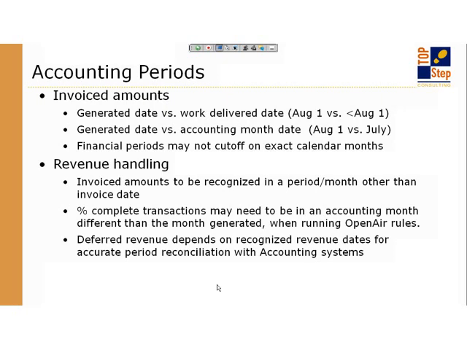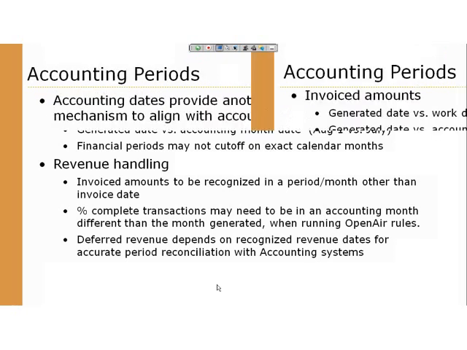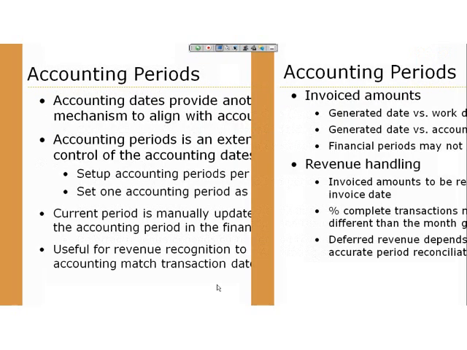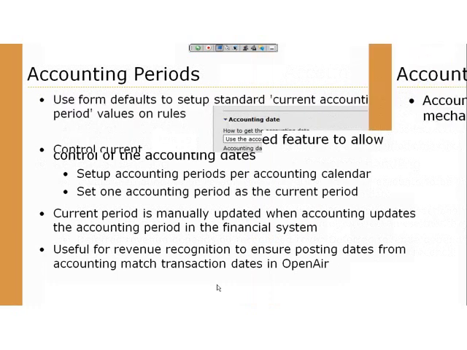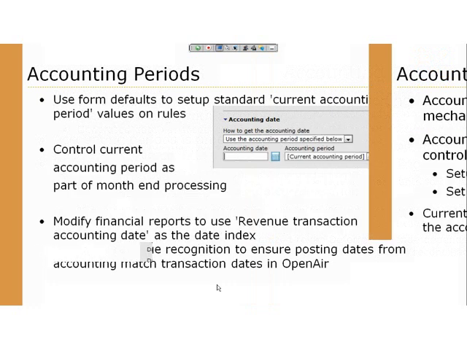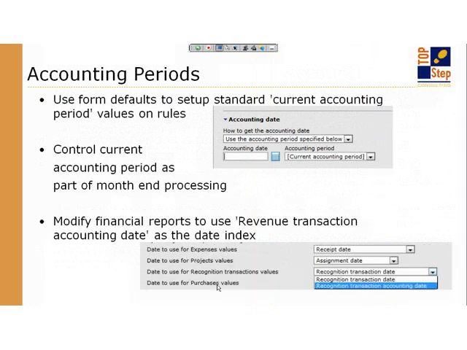And accounting periods allow you to set up a series of periods so that you can set that as a default on the rules in the system. In the rule, you'll have an accounting date section, and you can use defaults to say, use the accounting period below and what is the current accounting period. The current accounting period can be designated in these accounting period setups.